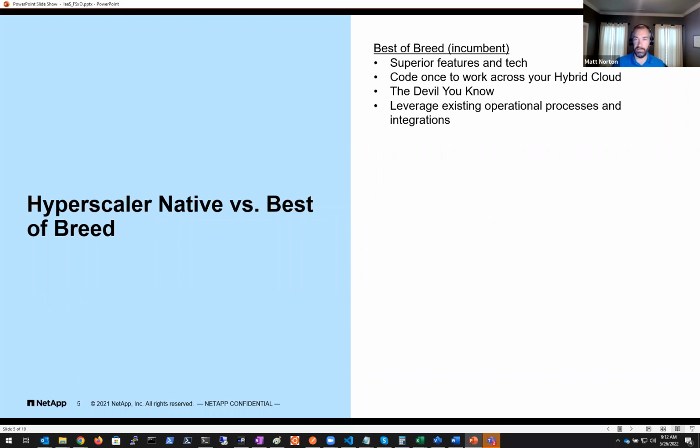And so some of the advantages you get with those sort of best of breed incumbent type solutions is generally you get better features in tech, right? So, F5 is the 800-pound gorilla of load balancing. There's a million things that you can do in F5 that you cannot do in an ELB. The feature parity is just not there. So generally there's more stuff you can do.